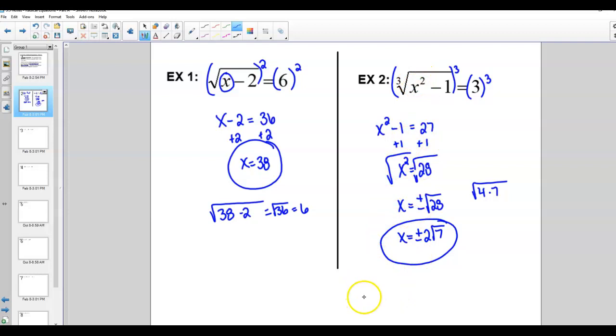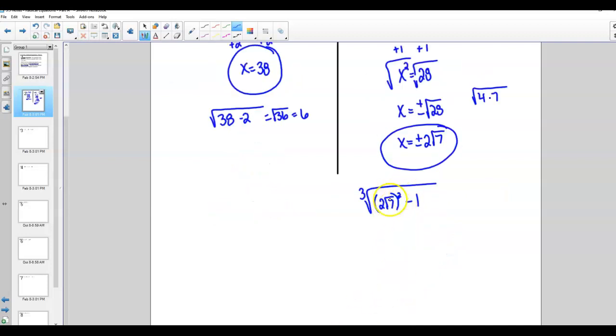So if you plug that back in, you've got the cube root of (2 root 7) squared minus 1. And whenever you square this value here, you're going to square the 2, which is going to give you 4. And you're going to square the square root of 7, which the square and the square root are just going to cancel each other out. So that's just going to give you 7. And then, of course, you still got this minus 1 over here on the end. And then you've got the cube root of 28 minus 1, which is the cube root of 27, which is, in fact, 3.